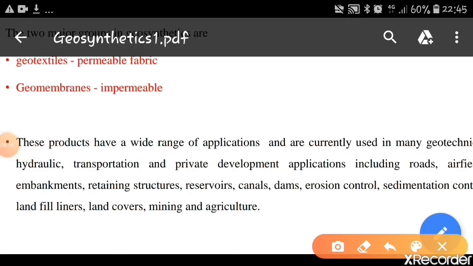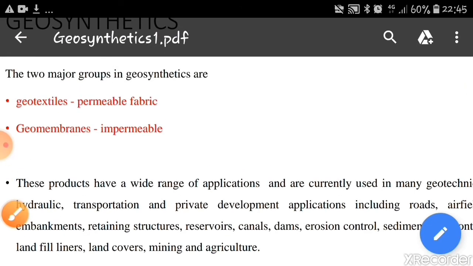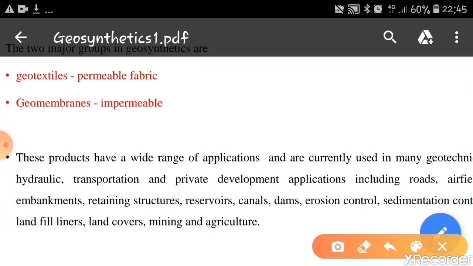The major groups in geosynthetics are geotextiles and geomembranes. Geotextiles are products which are permeable, and they can be used whenever we want to allow water to pass through them, like in the filtration process or separation. In all these cases we can use geotextiles, and they will allow water to flow, whereas they will not allow the soil particles to flow through them. That is called geotextiles.